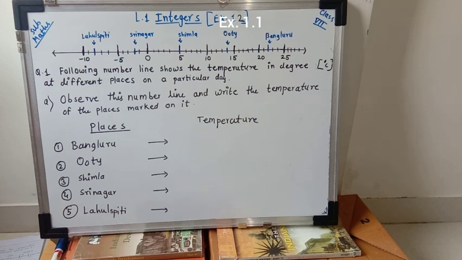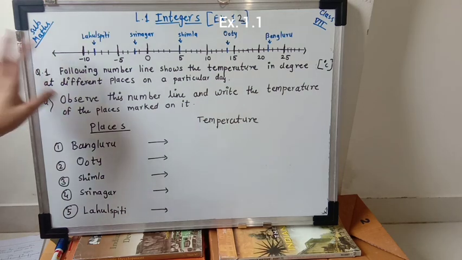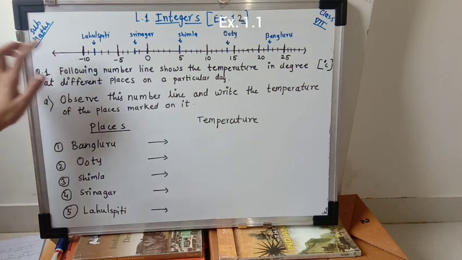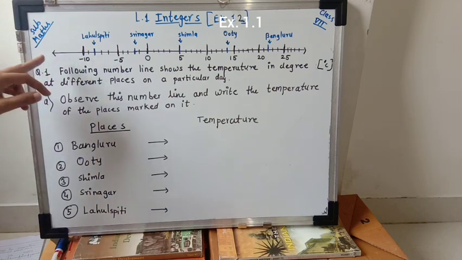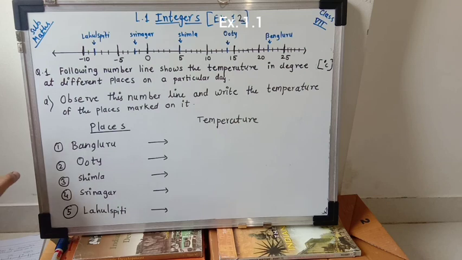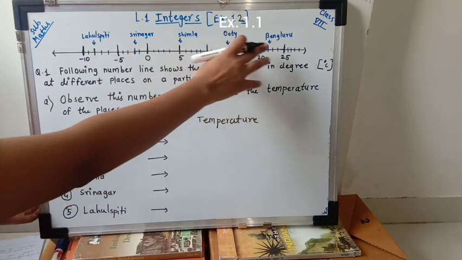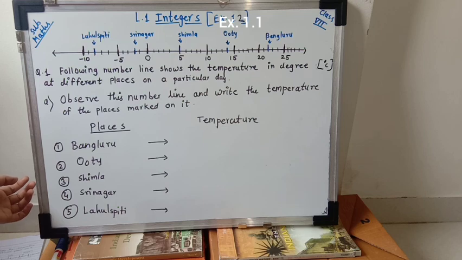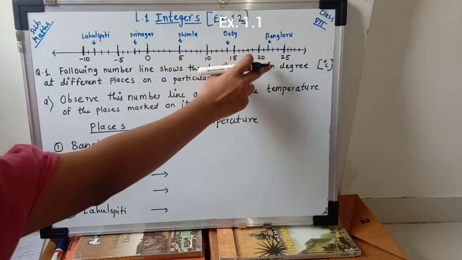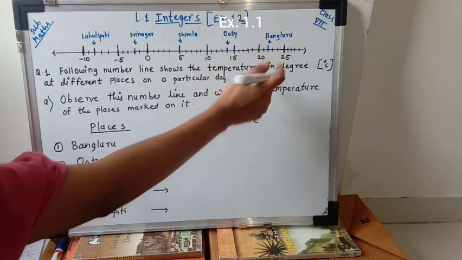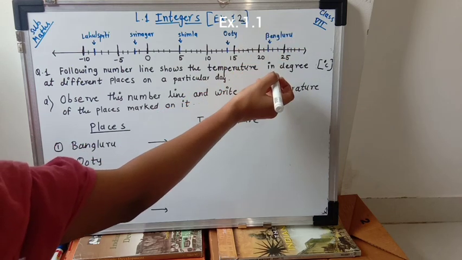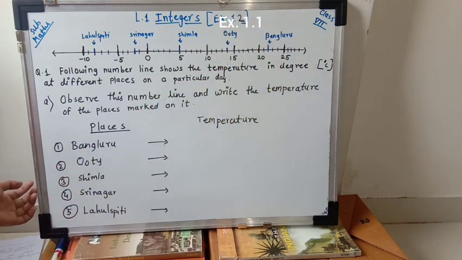So students, you all know question number 1, where a number line is shown, and this number line is showing the temperature in degrees of different places. The question is: observe this number line and write the temperature of the place marked on it. So here 5 different places are there, and we have to find out the exact temperature of each place on that particular day.